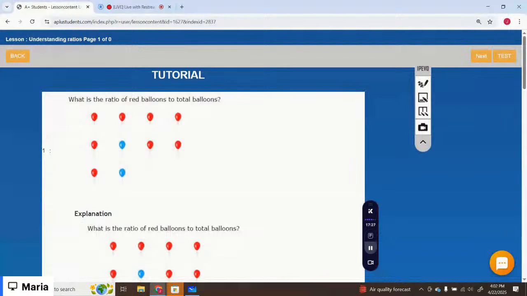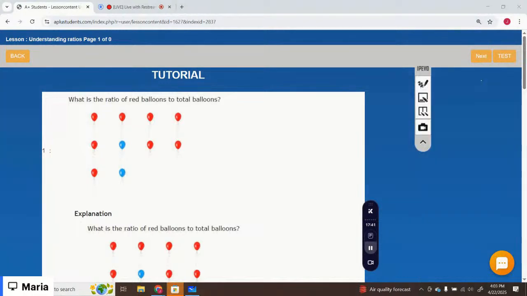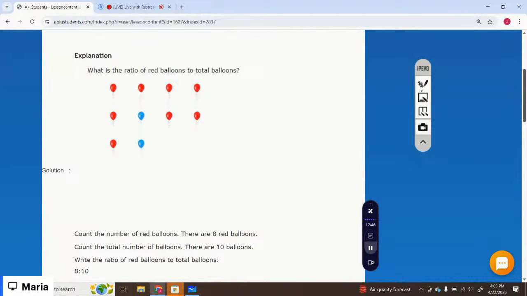What is the ratio of the red balloons to total balloons? 1, 2, 3, 4, 5, 6, 7, 8, 9, 10. So red balloons to total. Total balloons are 10. So the answer is 8 ratio 10, red balloons to total balloons, because there are 10 total balloons. So that is 8 ratio 10.